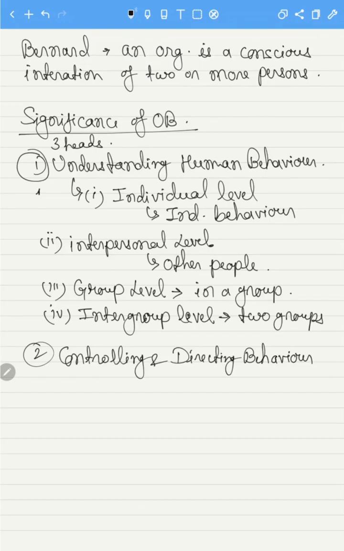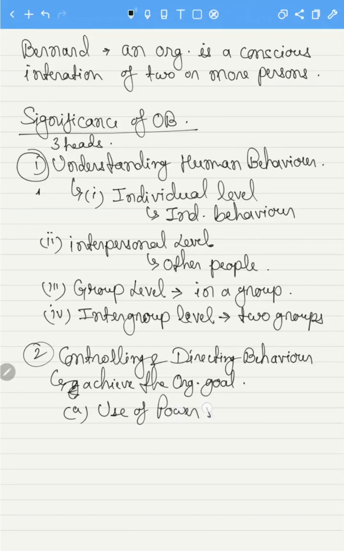Once the manager understands why a person is behaving in a particular manner, he should also know the technique of controlling the behavior of the employees, so that the organizational goal can be achieved. The target is to achieve the organizational goal. For this purpose, OB helps managers to use tools to control employees, and some of the tools are like use of power and sanctions. Power is the capacity of an individual to take certain action only under given authority. Now, sanctions are certain restrictions on the action of employees which can be employed using power.